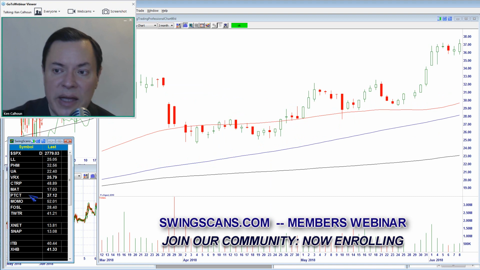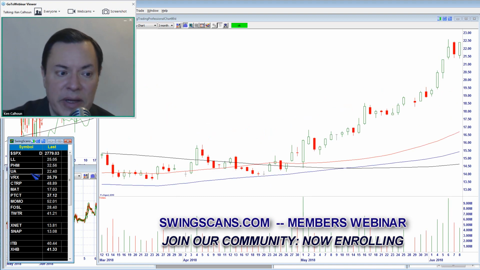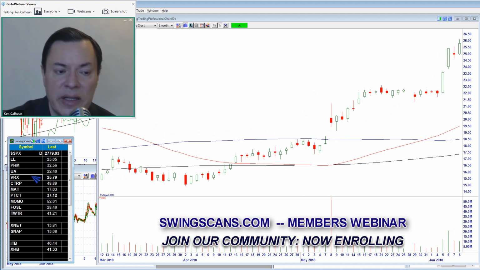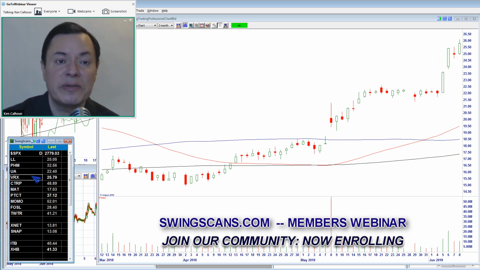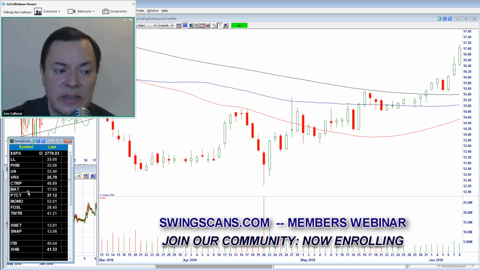PTCT, light share size. When you compare it with something like this, that's a better chart, and that's a better chart. If I were to just pick two so far, those would be it. The others are all worth a shot, but with lighter share size.